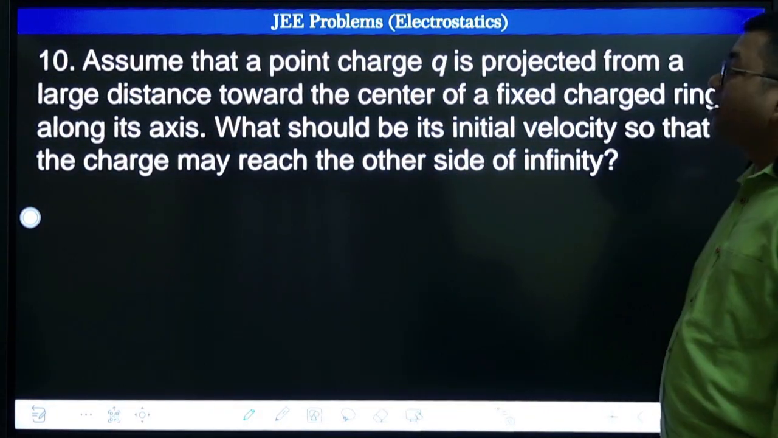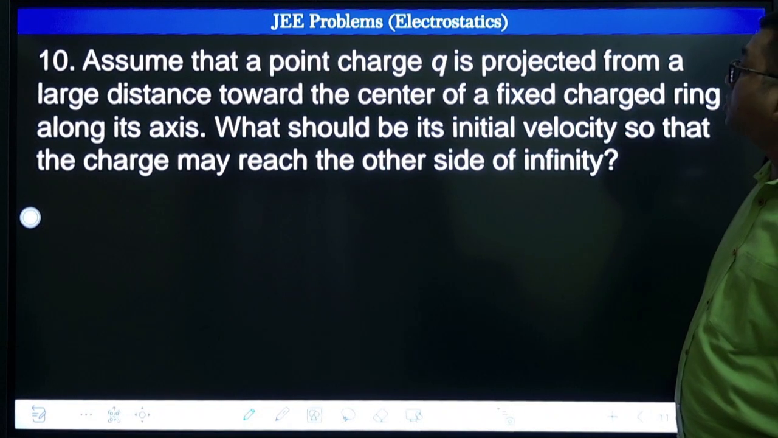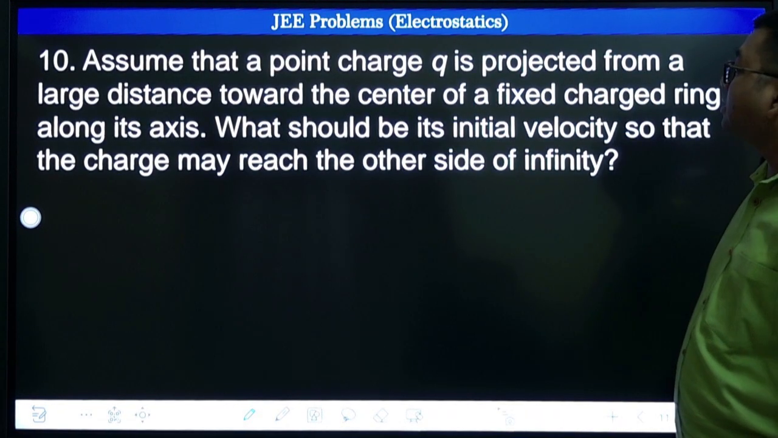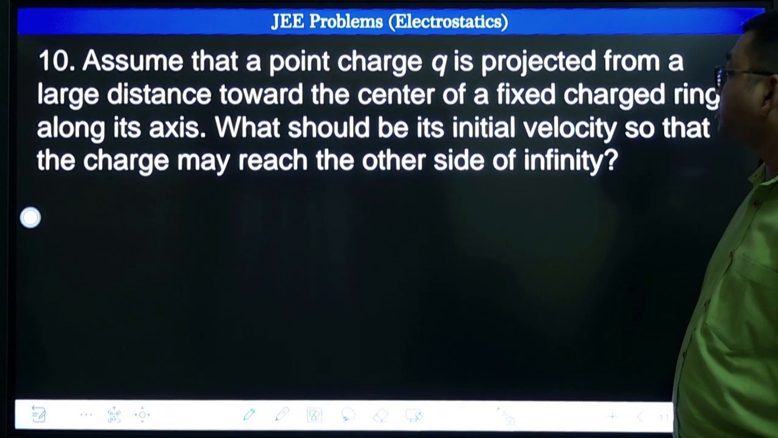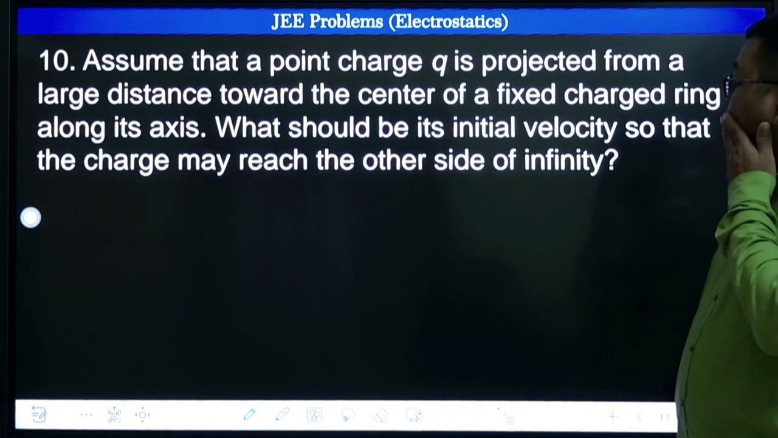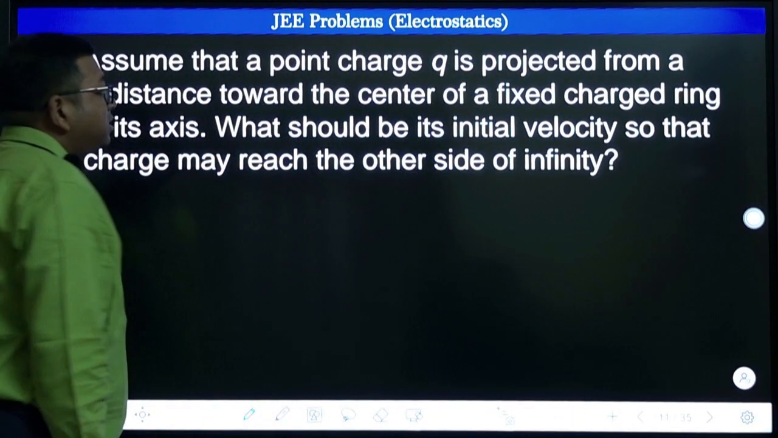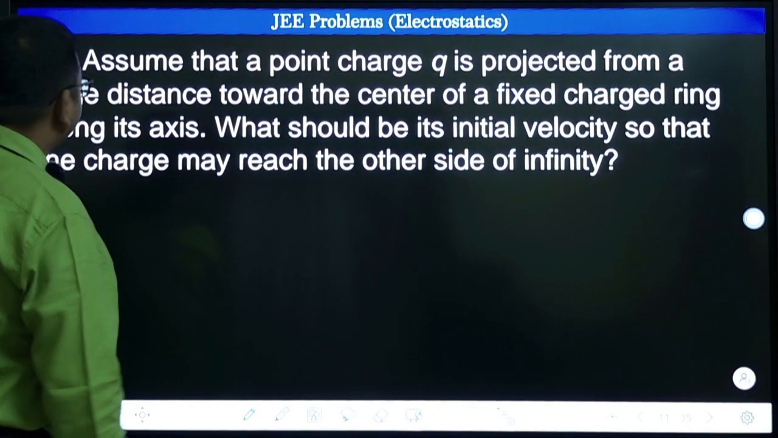Question number 10. Assume that a point charge q is projected from a large distance toward the center of a fixed charge ring along the axis. What should be its initial velocity so that the charge may reach the other side of infinity? Let's understand this question. A point charge is projected from a large distance toward the center of a fixed charge ring.